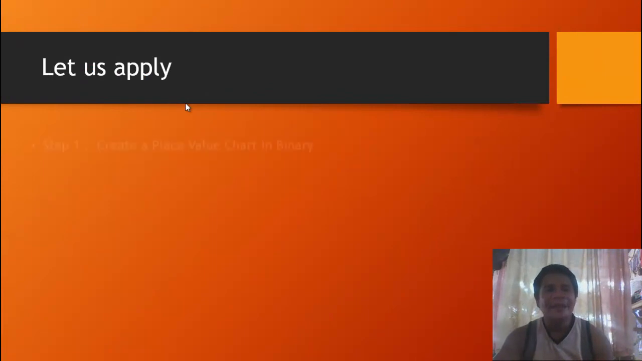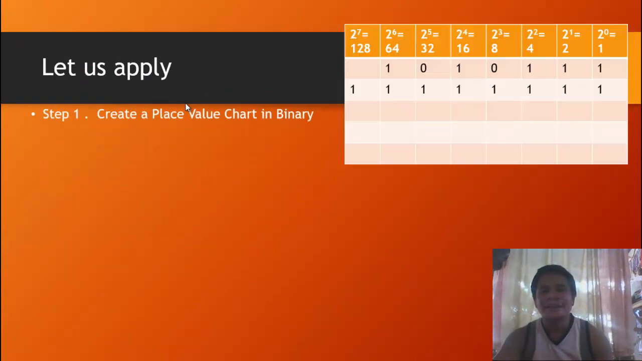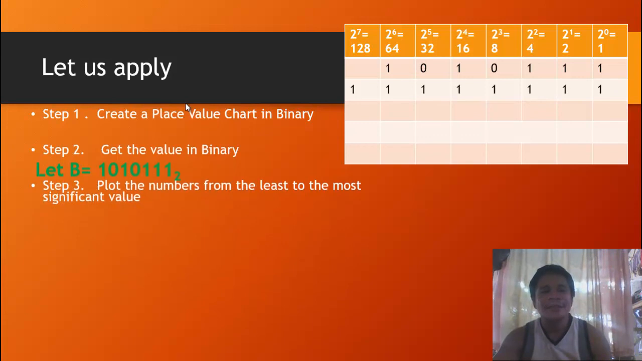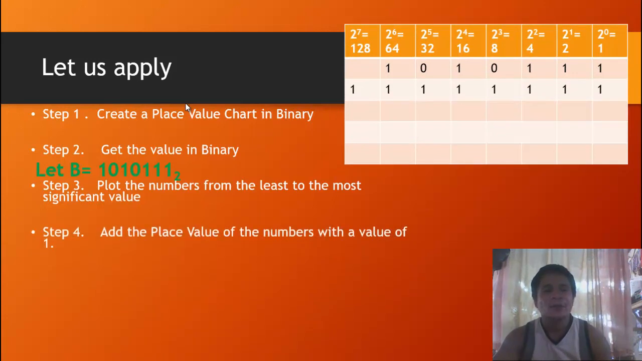Now, let us apply. Step 1. Create a place value chart in binary. That's it. Step 2. Get the value in binary. There, we have 1010111 base 2. Plot the numbers from the least to the most significant value. There, it was plotted already. Step 4. Add the place value of the numbers with a value of 1.